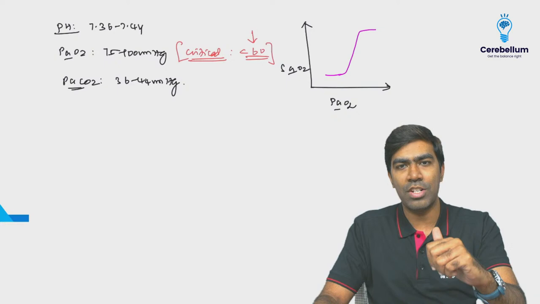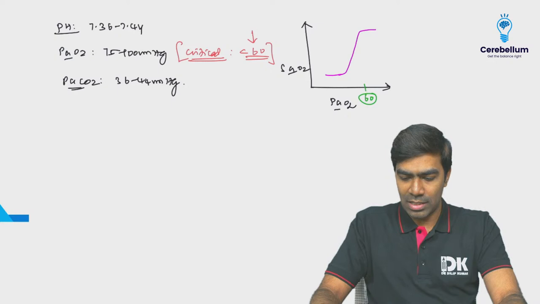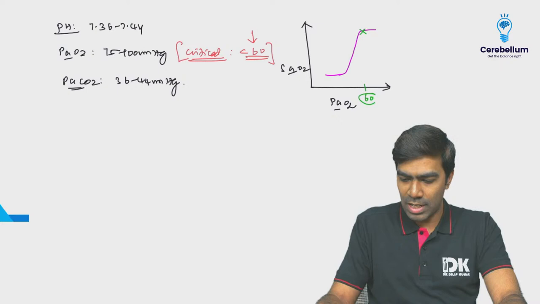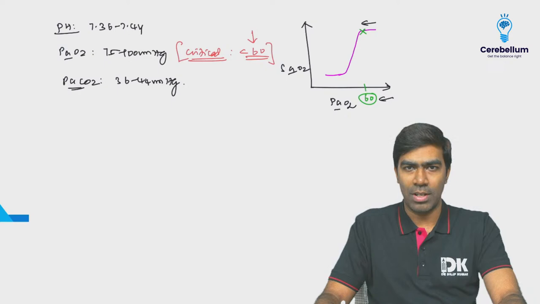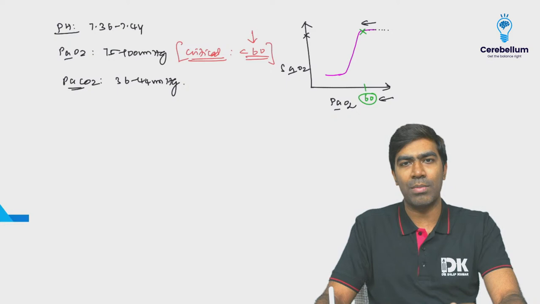So why are we taking the arbitrary number as 60? Because 60 is located at this point somewhere. In the sense, until a PaO2 of 60, however much the PaO2 falls, there won't be much fall in the saturation, because you can see at the end, it is flat. So even if you reduce the PaO2 up to a level of 60, it's not going to cause a significant impact on your saturation.